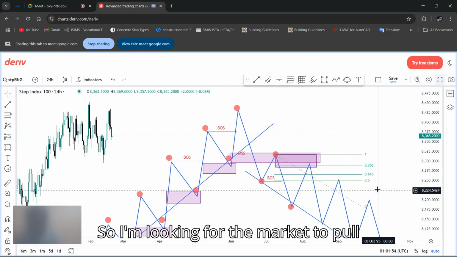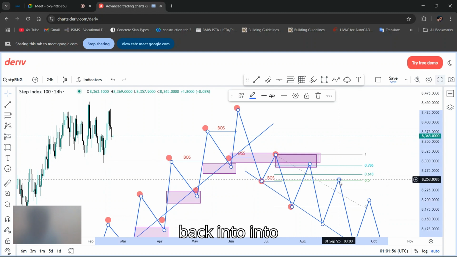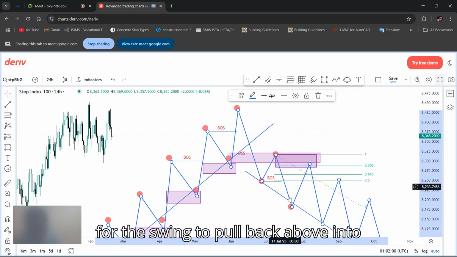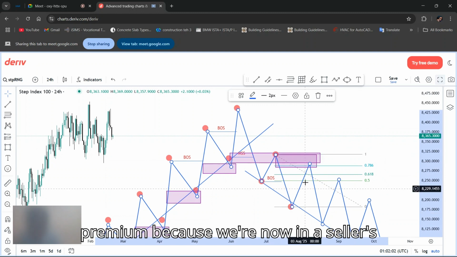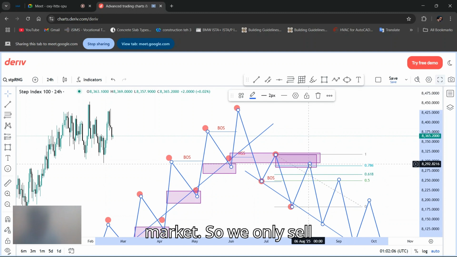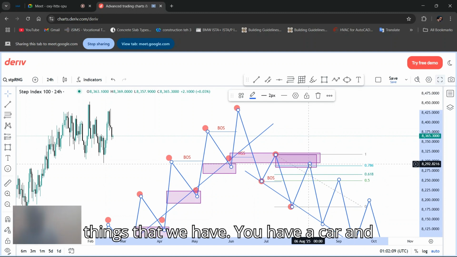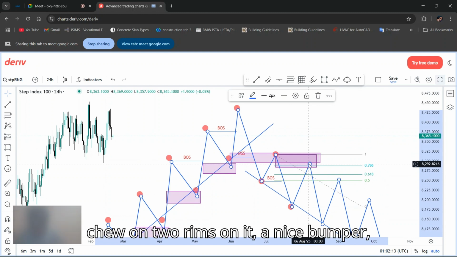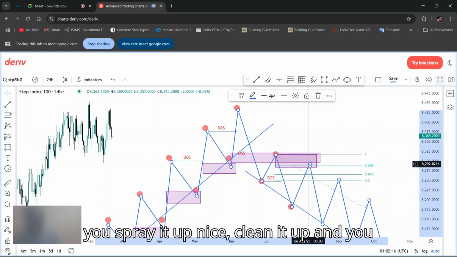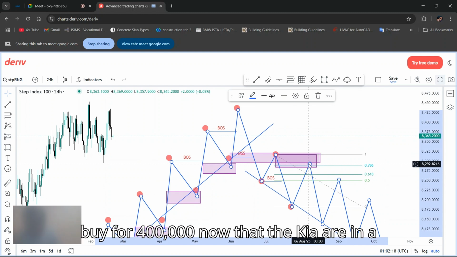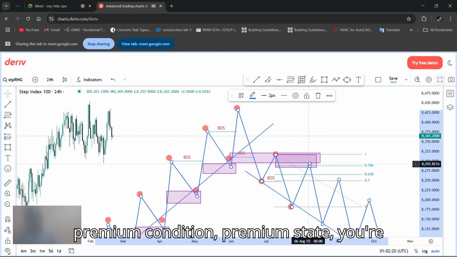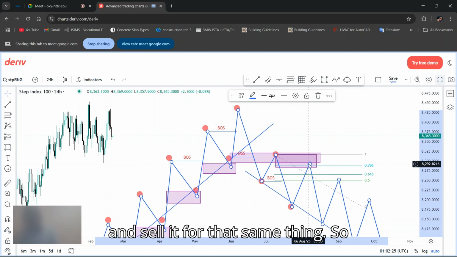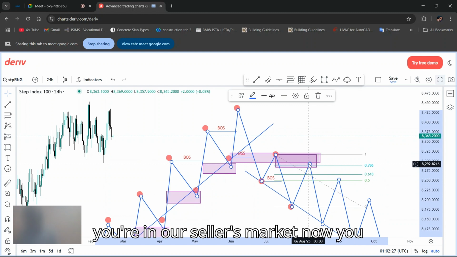So I'm looking for the market to pull back into premium, from this high to this low, because we're now in a seller's market. So we only sell things that we have. You have a car and you buy the car as a fixer upper, you throw on two rims, a nice bumper, you spray it up nice, clean it up, and you buy it for 400,000. Now that the car is in a premium condition, premium state, you have to add a premium price to it, 800,000. You want to sell it for that. Same thing. So you're in a seller's market now.